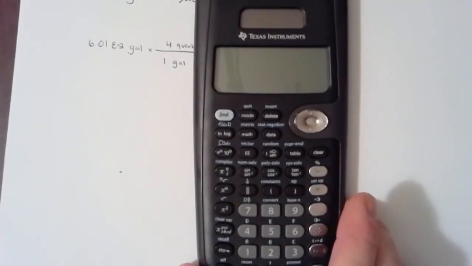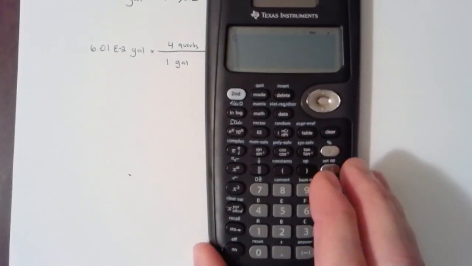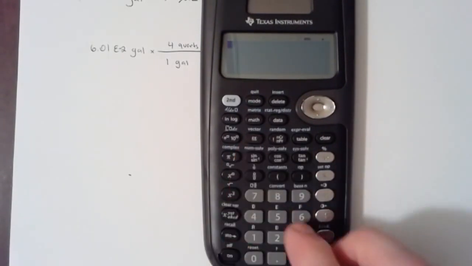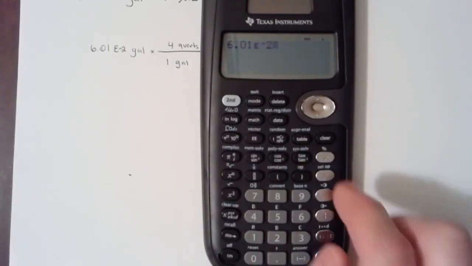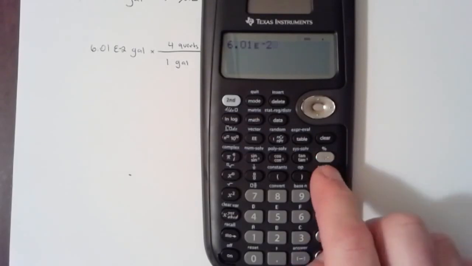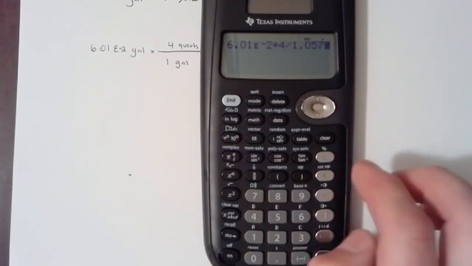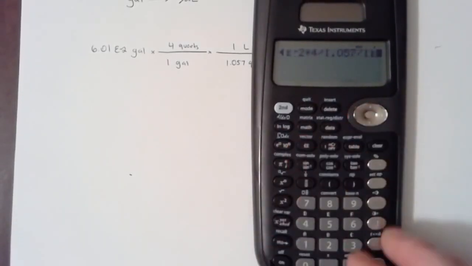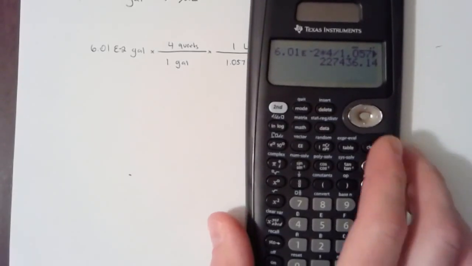So a lot of you had this calculator model. This one is similar to the first one we used, the Casio, except instead of exponent it has EE. So 6.01 EE negative 2, but again with this one we do not need parentheses, times 4 divided by 1.057 and then divide again. Remember, we got to have that divide sign again by 1 e to the negative 6. Okay? Get the same answer.